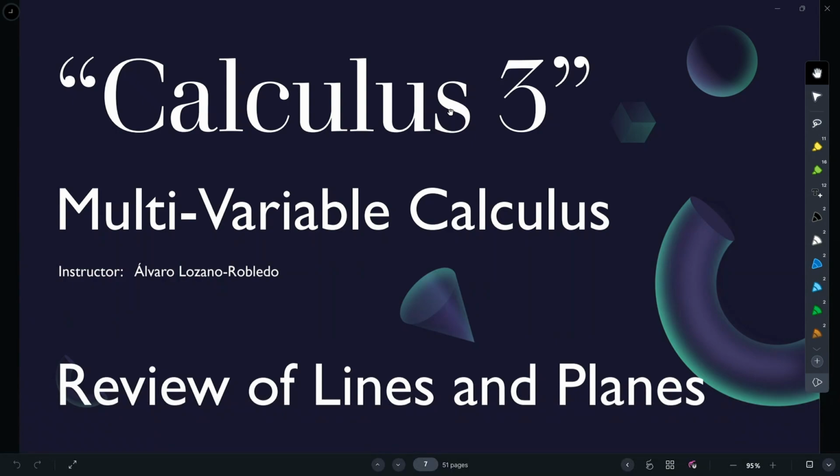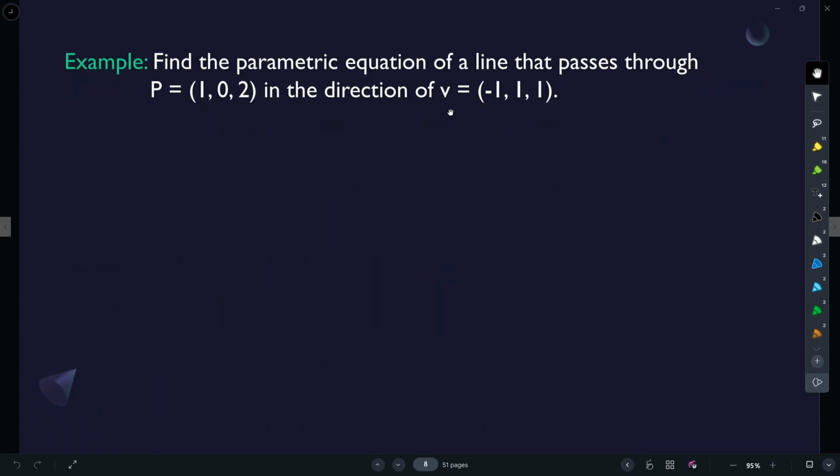I just want to do a very quick review of lines and planes, so we're all at the same pace here. So just remember that if we want to find the parametric equation of a line that passes through a point and is in the direction of a particular vector, I know how to do that. Those are going to be all the points. So if this is P0, let's say, it's going to be all the points in vector form that are given by P0 plus T times V. That is the vector form.